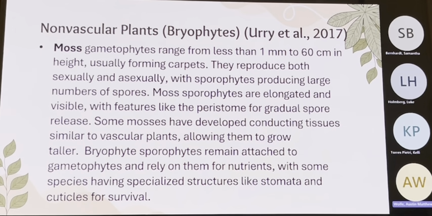And mosses such as Sphagnum, or peat moss, play significant ecological roles, such as retaining nitrogen in soil and surviving harsh conditions. Peat moss is a major component of peatlands and is used as fuel and soil conditioner due to its water-absorbing capabilities. And in bryophytes, sporophytes remain attached to gametophytes and rely on them for nutrients, with some species having specialized structures like stomata and cuticles for survival.